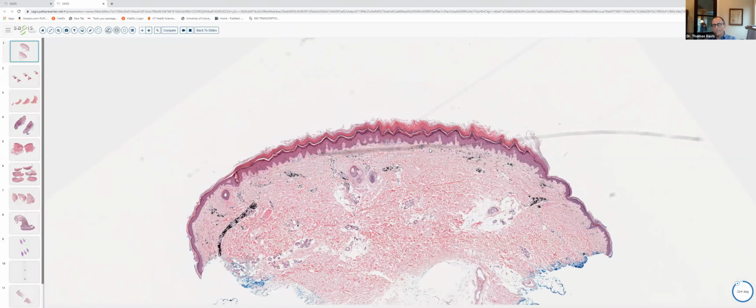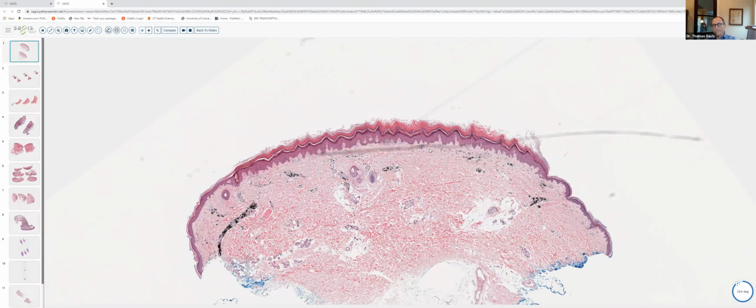So let's go ahead and move on to slide 2. And slide 2, we have a bisected punch biopsy. Let me go ahead and tilt this around. And one can see the cornified layer is markedly thickened by compact orthokeratosis.